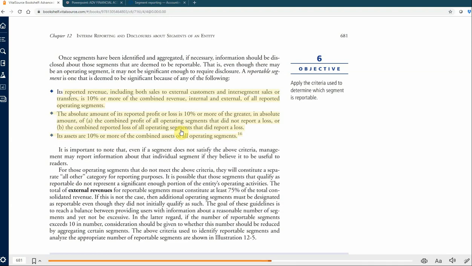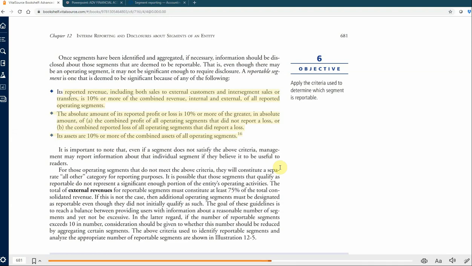And then the third test we do is whether the total assets for that segment are 10% or more of the combined assets of all of the operating segments. If the assets for that segment make up 10% or more, then we're going to go ahead and report it. Now, to be a reportable segment, it only has to pass one of these tests for us to go ahead and report it.